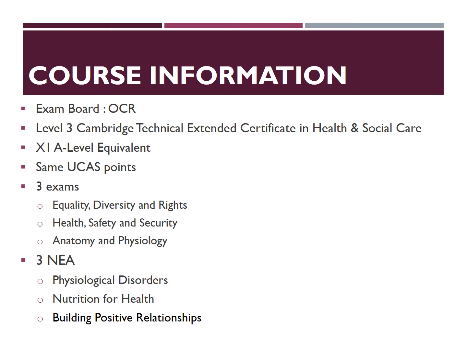Over the 2 years, you're going to study 6 units, 3 of which are examined units and the other 3 being non-examined assessment, also known as coursework. So the 3 exam units are Equality, Diversity and Rights, Health, Safety and Security, and Anatomy and Physiology. We take these exams throughout the 2 years and we find this really benefits our students because it means in the final summer, students already have completed all of their health and social care exams, and this means that you are free to concentrate on your other A-level subjects.